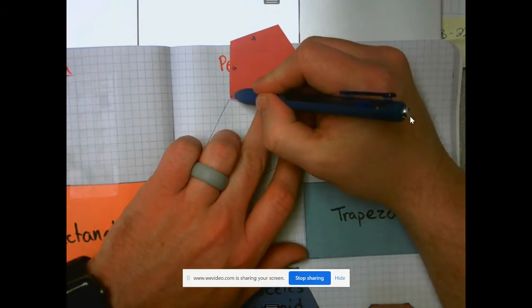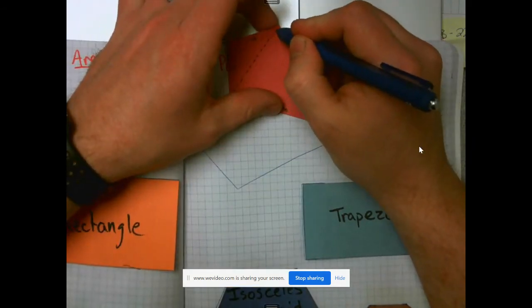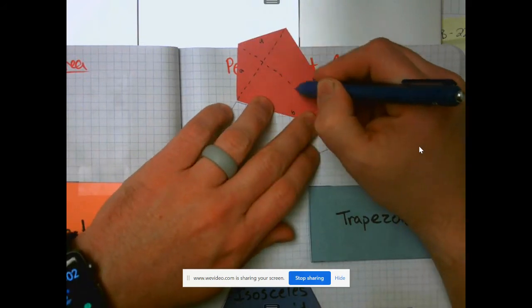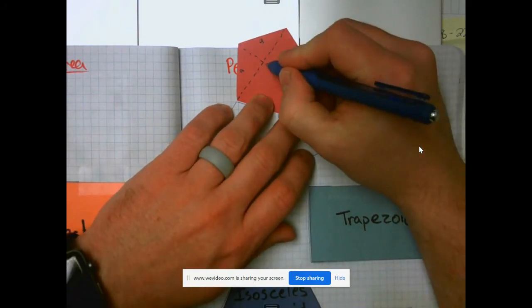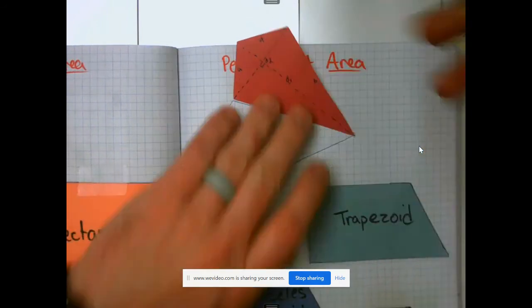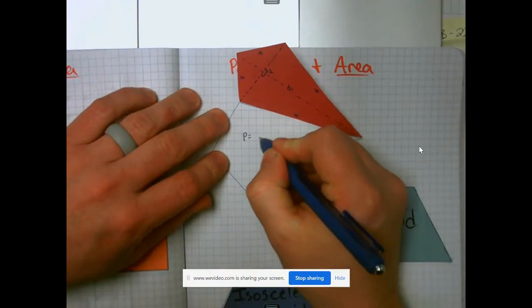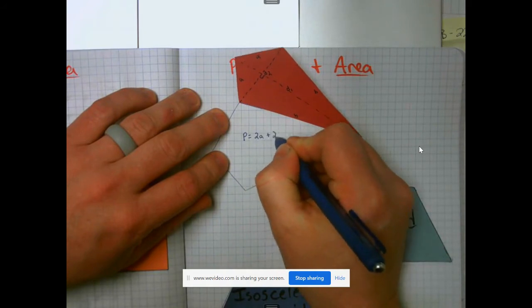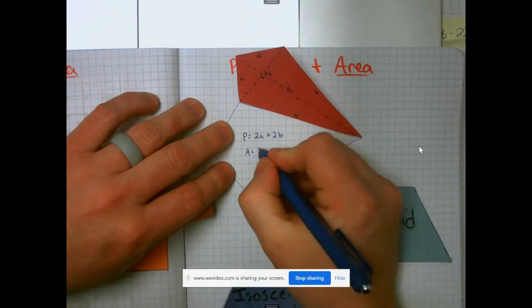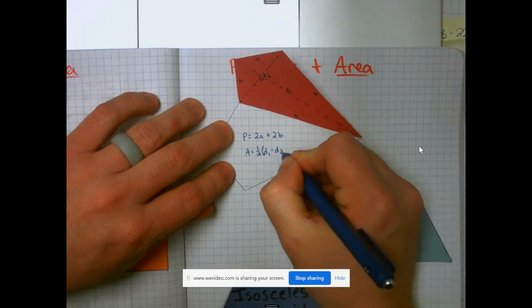And we again have perpendicular diagonals, and a perpendicular diagonal here. Okay, these are perpendicular. That might be D1 and D2. It doesn't really matter which diagonal is which. Okay, and in order to find my perimeter, we just add up all the sides. So that'd be 2A plus 2B. And for my area, we're again going to take 1/2 diagonal 1 times diagonal 2.